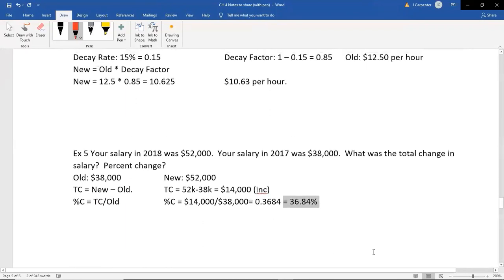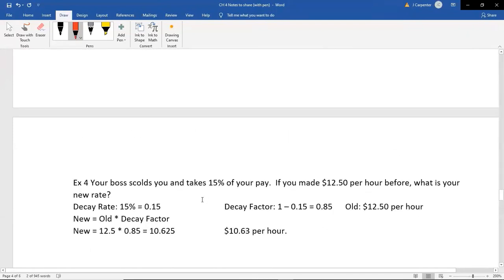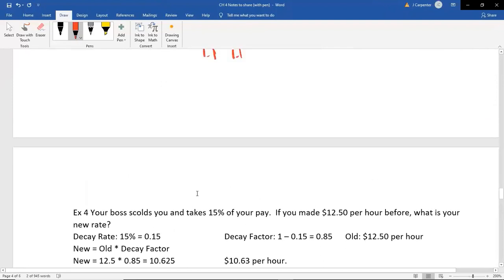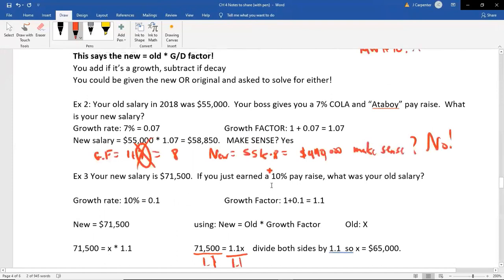So again, you have to be on your toes. You have to look at what you're given and know what to find. When you're given olds and news, you're doing total changes and percent changes. When you're given one of the old or the new and a growth rate or a decay rate, the 15%, that was a decay rate. There's 7%, 10%, these were growth rates. Then you're using the old times the growth factor or decay factor equals the new.